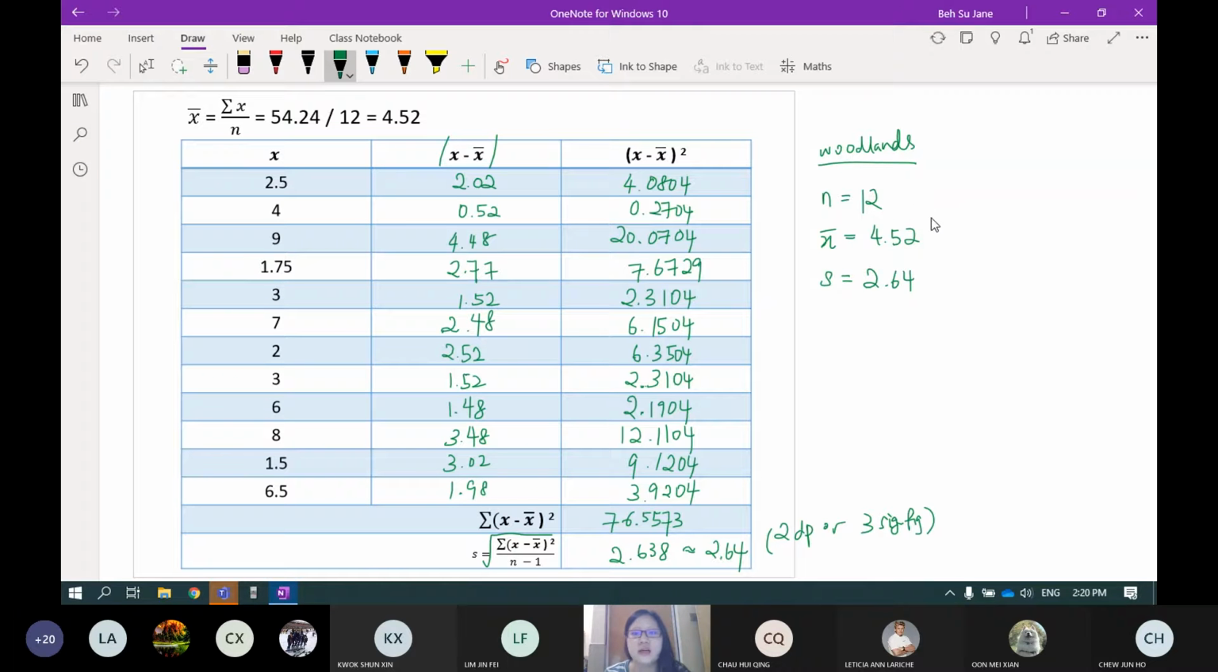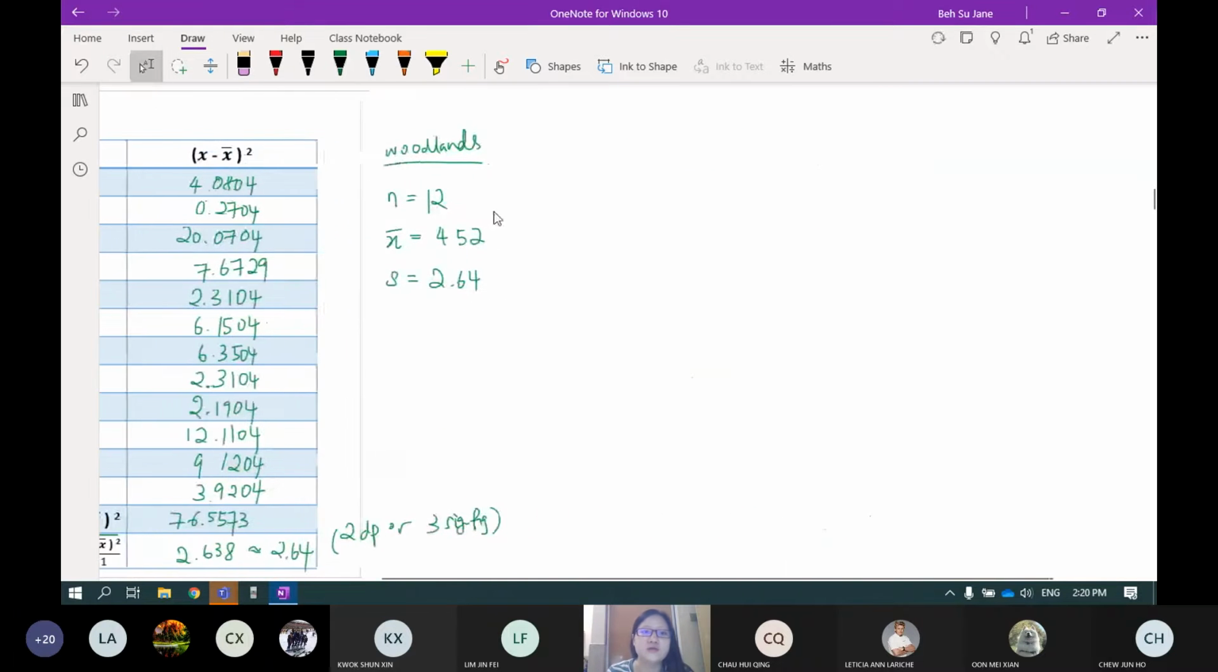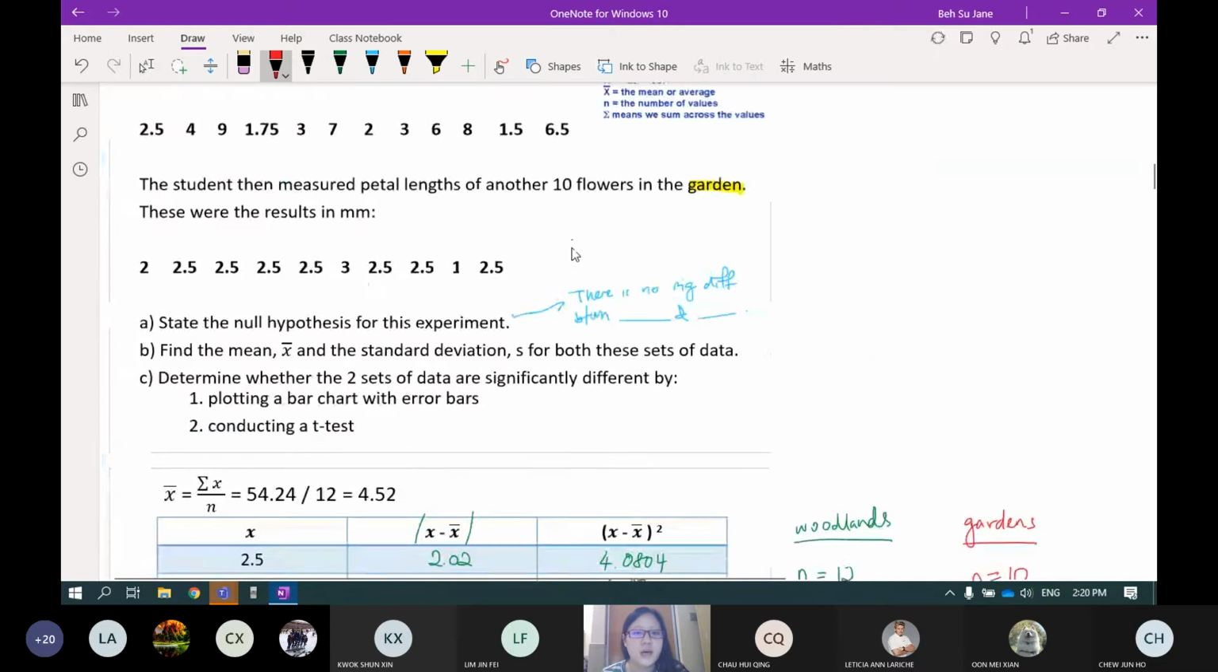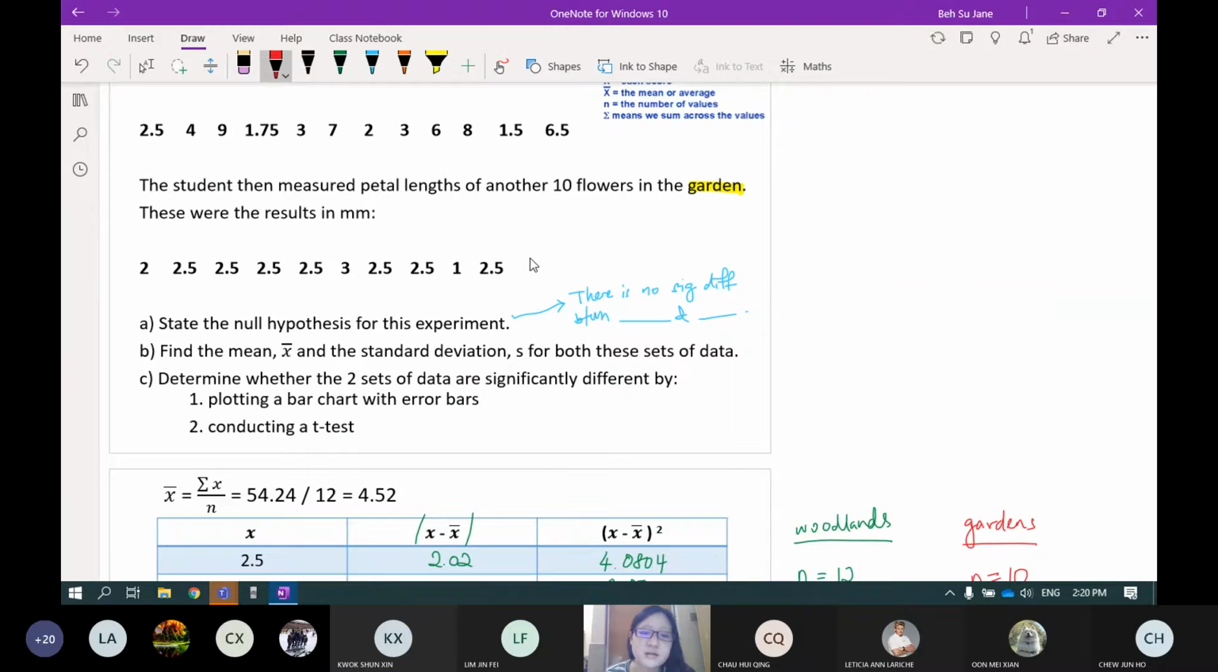Okay, now to the gardens. Let's calculate the gardens one. Let's change color to represent it. Red, I guess. Gardens. So in the gardens, there is 10. Okay, let me go back to the top. And this is the 10 flowers. This is the 10 petal lengths.